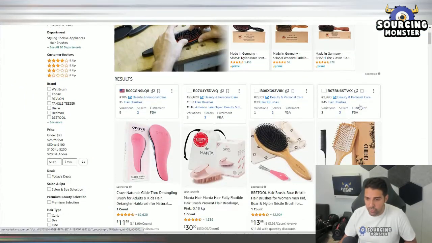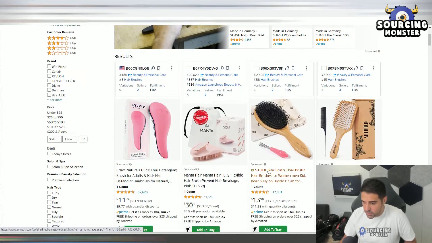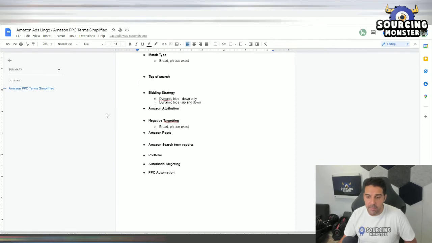You are the first one to be in the ads. Okay, you see sponsored, sponsored, sponsored. This is top of search placement. Bidding strategy: dynamic bids down and up.